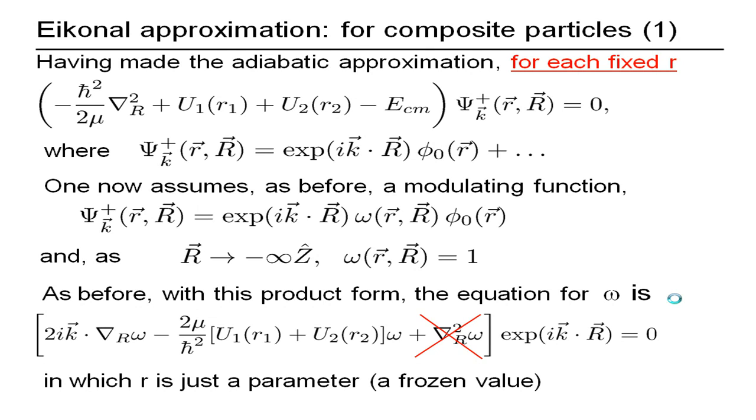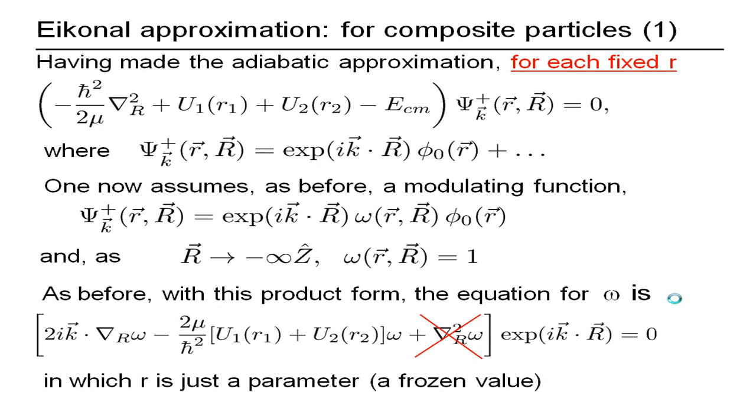Okay, so let's go now. We've got an adiabatic Schrodinger equation. This is our guy, okay? This is our three-body Hamiltonian now, and R is a parameter in here, and so having made the adiabatic approximation, for each fixed value of R, I can solve this guy. Okay? And because the name of this session is eikonal, we're going to solve this guy in the eikonal way.